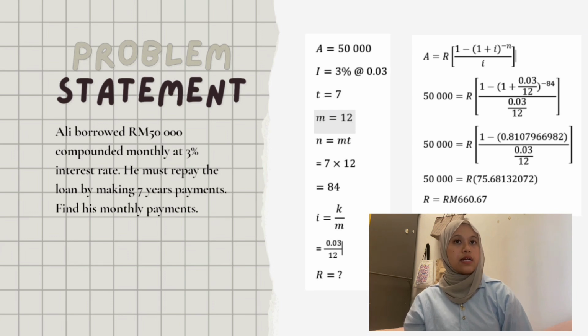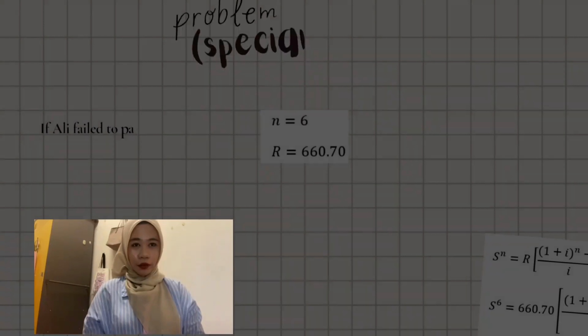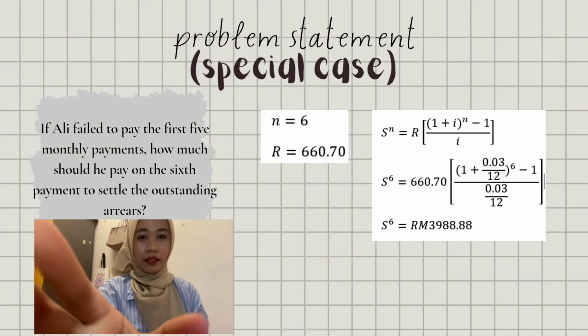50,000 equals to R in brackets 1 minus 0.8107966 divided by 0.03 divided by 12. 50,000 equals to R in bracket 75.68130272. So the final answer is R equals to 660 ringgit 67 cents. So this is for the special case.